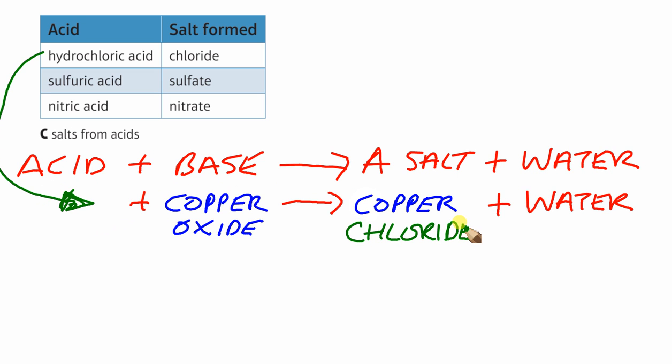Okay, so the first part of the name comes from the base. It's always a metal. And the second part of the name comes from the acid. So hydrochloric acid gives you chloride. Right, so let's do another one. Let's now put sulfuric acid in. So sulfuric acid plus copper oxide, that's going to make copper sulfate.